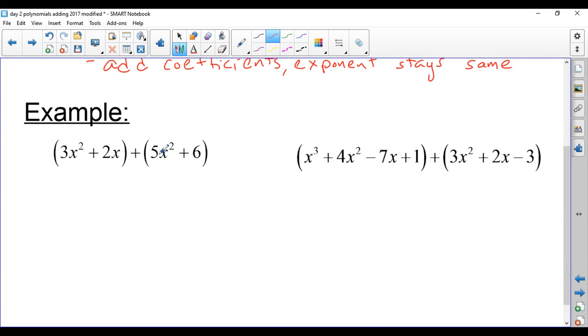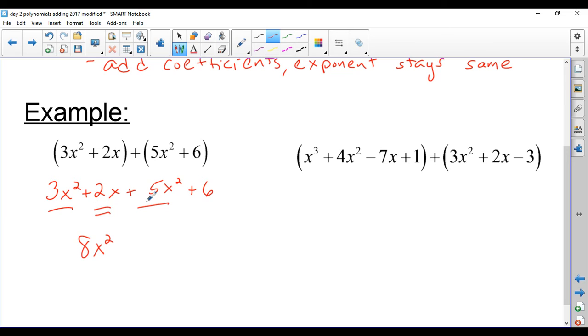So for example, I have these two polynomials that I want to add, 3x squared plus 2x plus 5x squared plus 6x. When you're adding, these parentheses don't change anything. So this is the same as just writing 3x squared plus 2x plus 5x squared plus 6. I usually do these from highest exponent to lowest. I have a 3x squared here. I go looking for any like terms. I have another 5x squared. Add the coefficients. 3 plus 5 is 8, x squared. The exponent doesn't change.